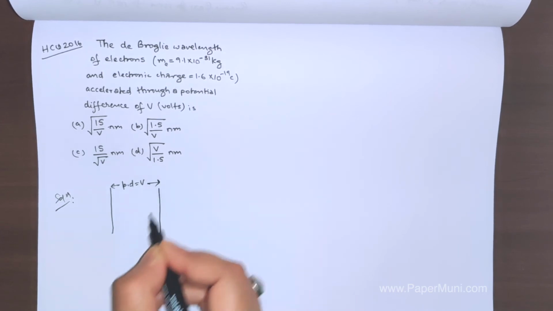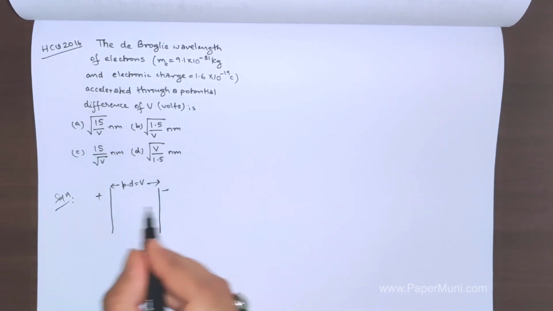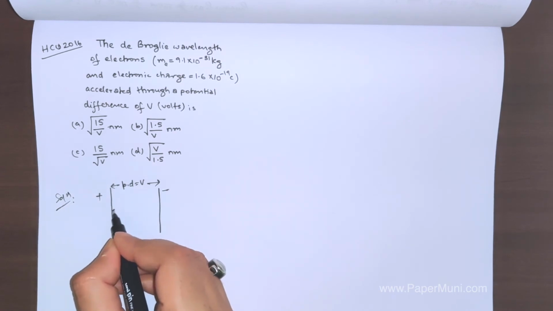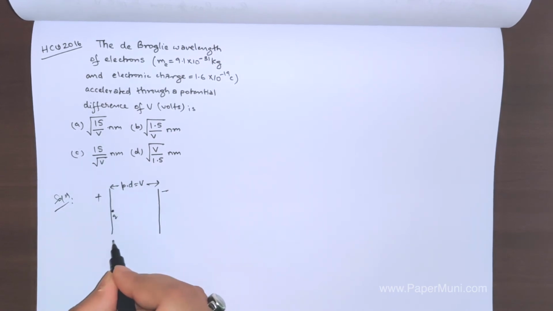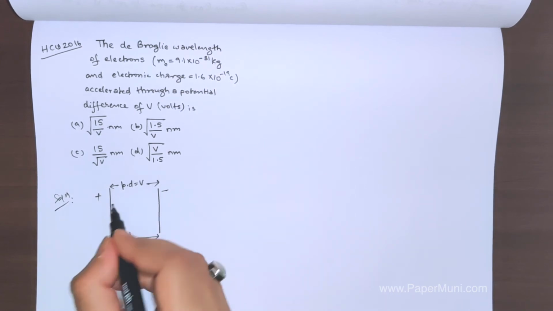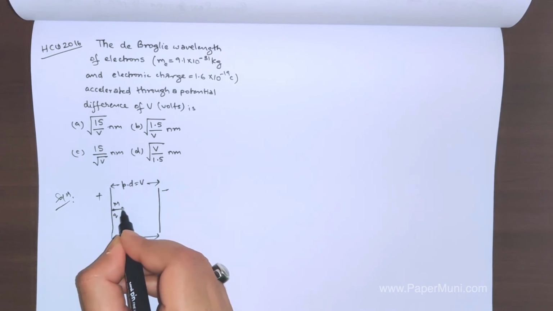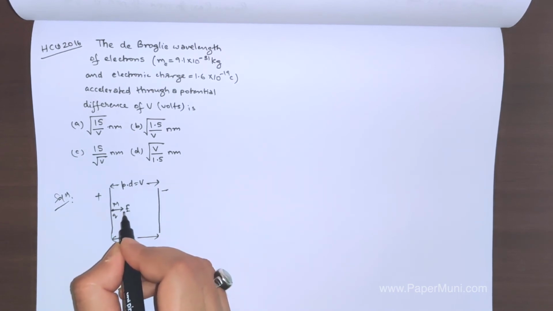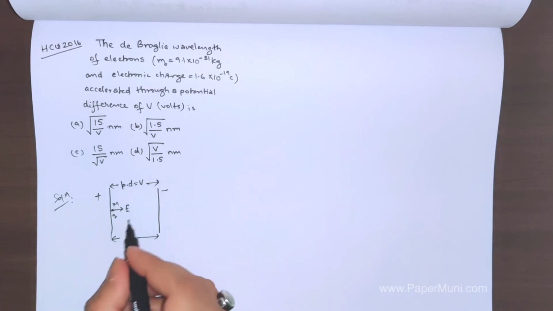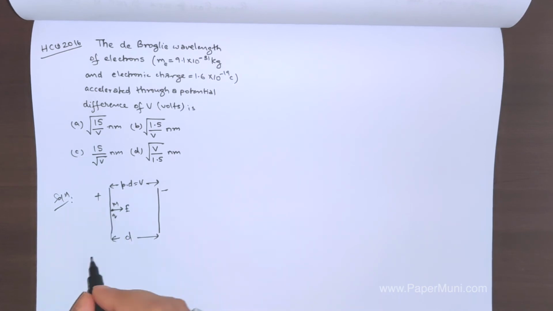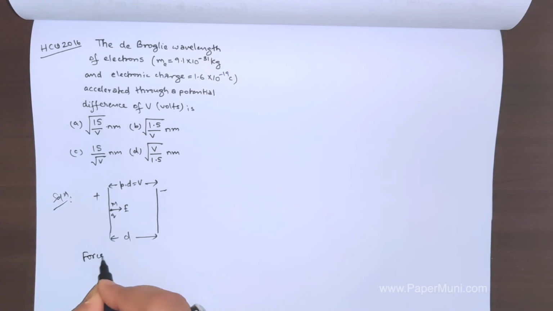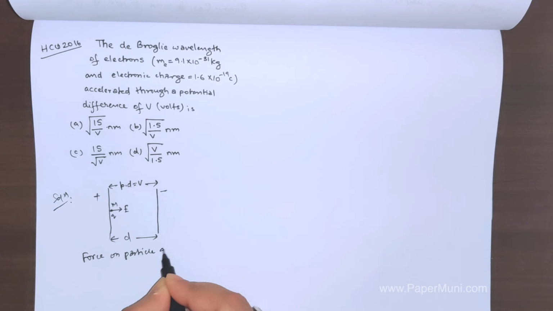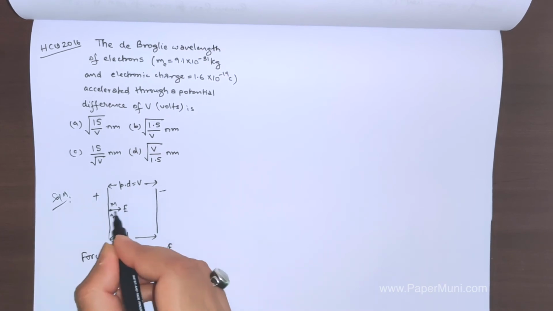If the potential difference between two plates is such that this is minus, this is plus, and you have a charged particle which is at rest at this point, and the distance between these two plates is d, there's a mass here, and there's an electric field between them. So the force on the charged particle will be QE, and it's along this direction.